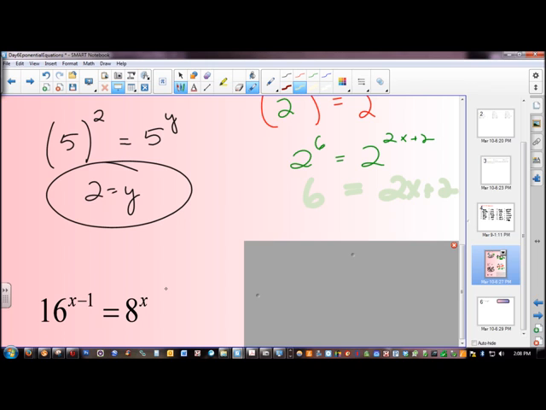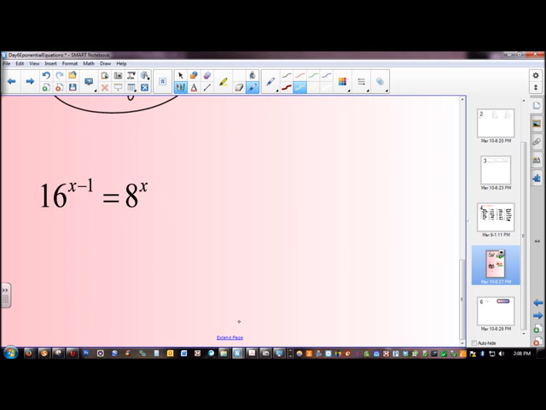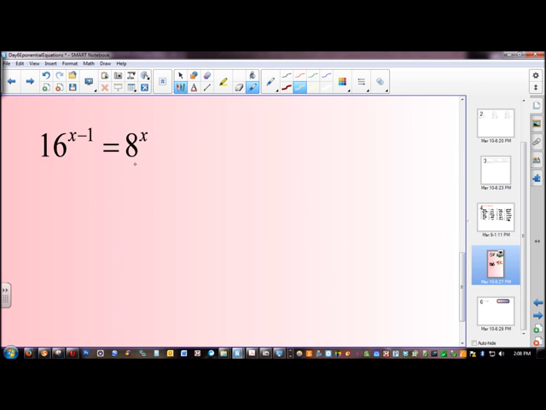I'll leave that one for you to solve. This last one down here on this page, well, we can look at that base of 8. That is a smaller base. We always want to start by looking at the smaller base and saying, can I write 16 as 8 to some power? Well, that's not going to work for me.